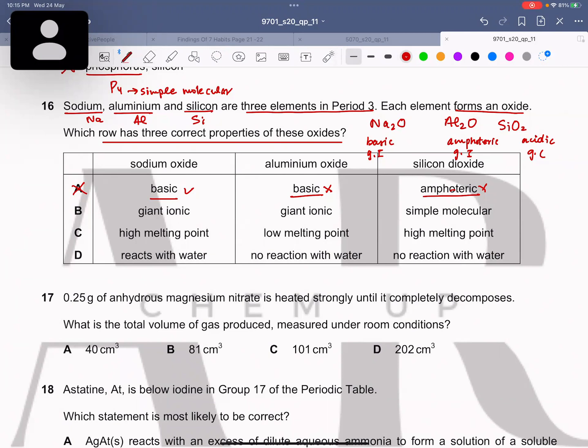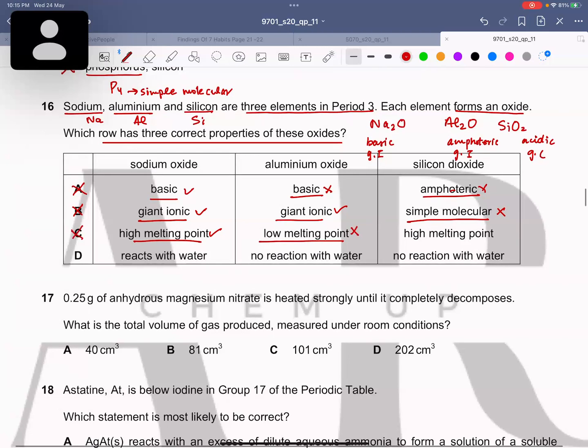Okay. So option B says giant ionic. That is correct. Giant ionic for aluminium oxide is also correct. But simple molecular for silicon dioxide is wrong. So B goes wrong. Now, sodium oxide has a high melting point. Yes, that's correct. And aluminium oxide is also giant ionic, so it also has a high melting point, not a low melting point. So C goes wrong. It means option D is correct.